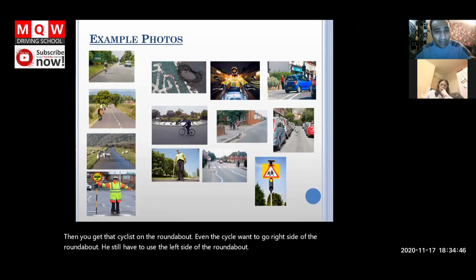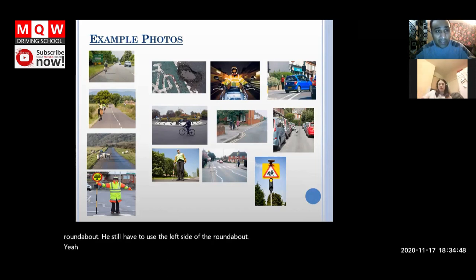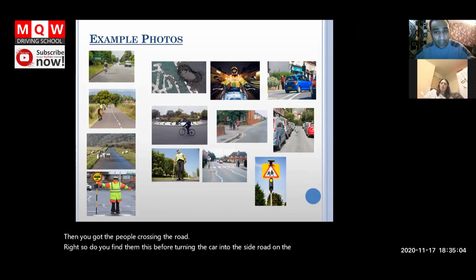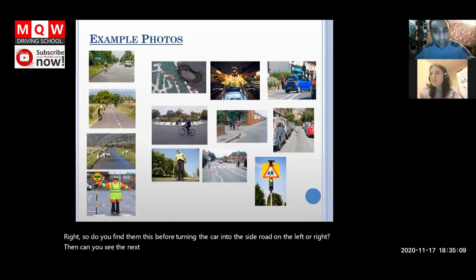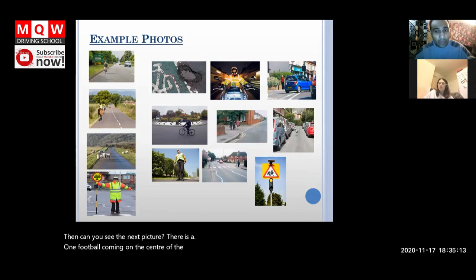So he's more vulnerable because he's going to change lanes, but he cannot do it early. Then you've got the people crossing the road, right? So you check for them before turning the car into the side road on the left or right. Then can you see the next picture? There's a football coming into the center of the road suddenly. So what do you expect, who is going to come after the football? So that's kind of vulnerable people.